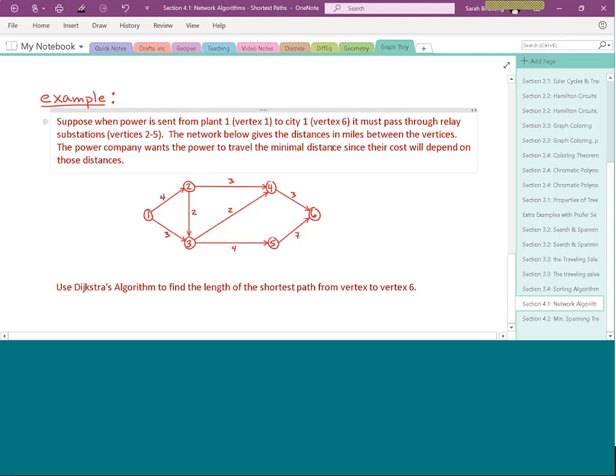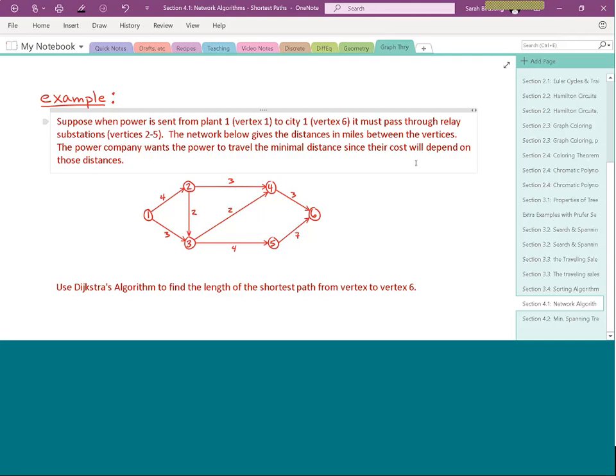Now, what we would like to do, or I shouldn't say that, the power company wants the power to travel the minimum distance from the power plant to the city. Since their cost is to some extent dependent on those distances, I'm assuming where I pulled this from that was because of things like running wires, et cetera, okay? So that's one way to put distance or length attached to your edges. Now, in terms of actually implementing Dijkstra's algorithm, do we actually need to know any of that context? Nope. All we're going to need is that particular graph, okay?